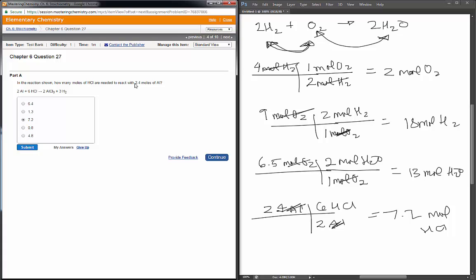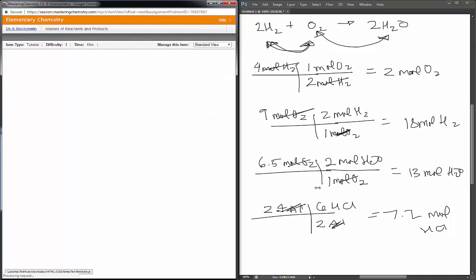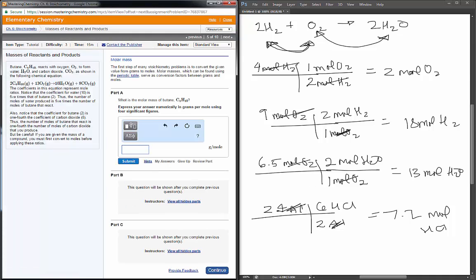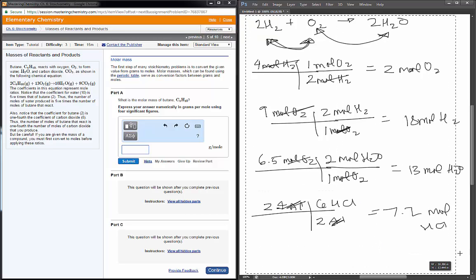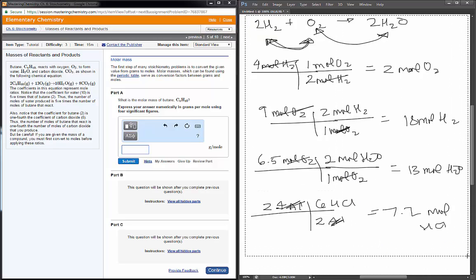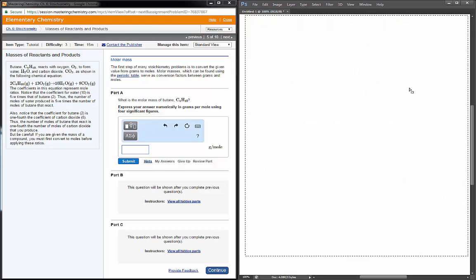Of course, your numbers might be different than mine. It's very common for Mastering Chemistry to randomize the number variables. Okay, so next we're looking at mass relationships, which is going to be exactly the same, except that now we're going to plug in our molar mass into our dimensional analysis.